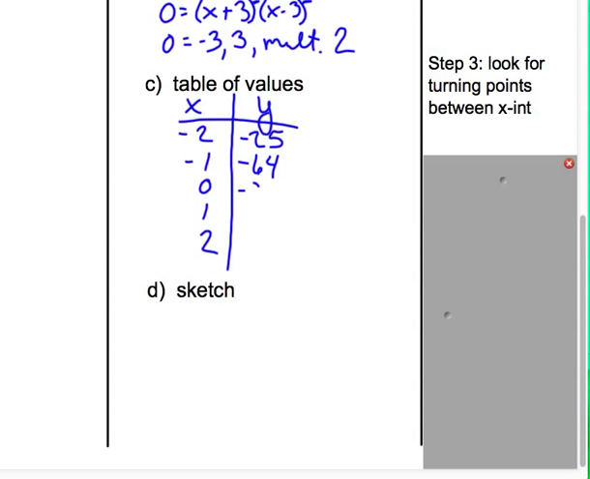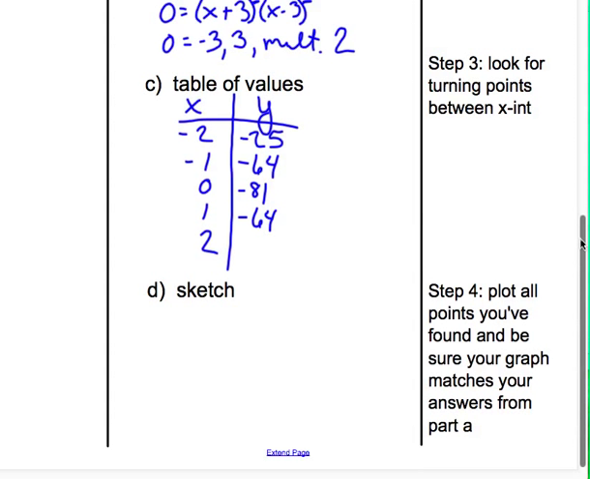Substituting 0, we already knew that was negative 81, so my function is continuing to decrease. I haven't found my turning point yet. Substituting 1, I get back up to negative 64. So it turns out my y-intercept is my turning point. And finally, we're going to put all of this together in a quick sketch.